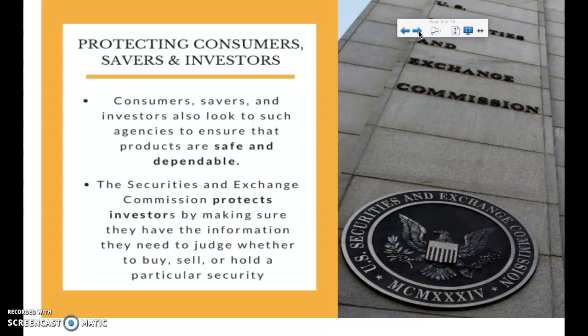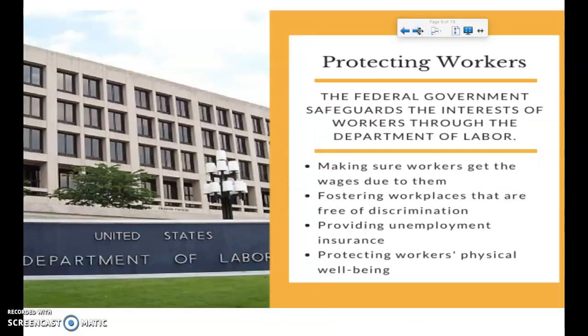The Securities and Exchange Commission, or the SEC, is an agency that protects investors by making sure that they have the information that they need to judge whether you should buy, sell, or hold a particular security or stock. So again, that's a government regulatory agency that allows Americans to feel confident when they are transacting with businesses and individuals in an industry.